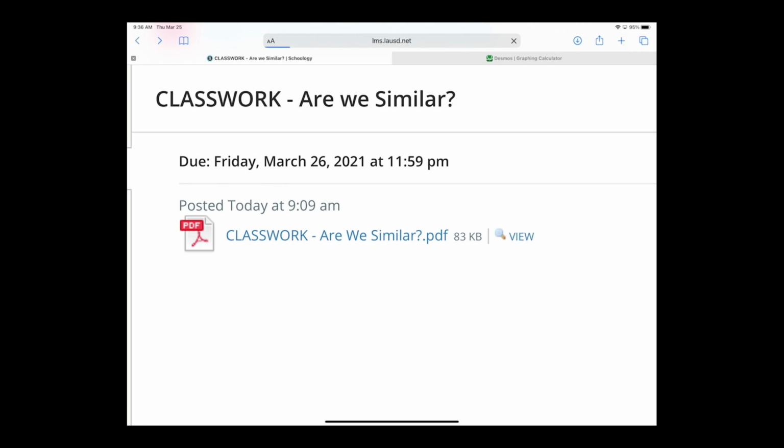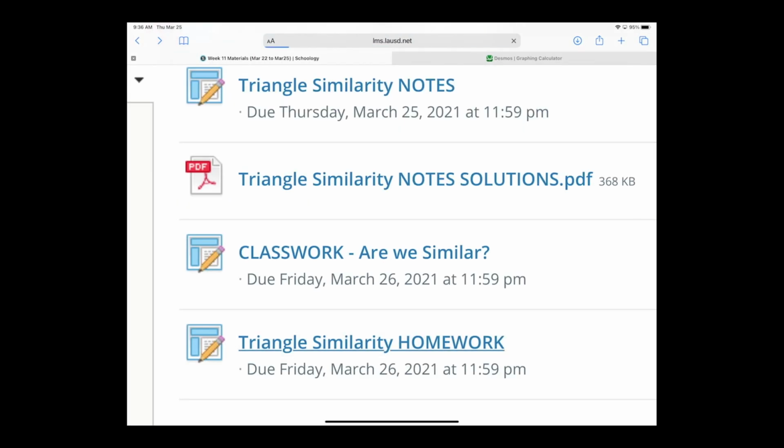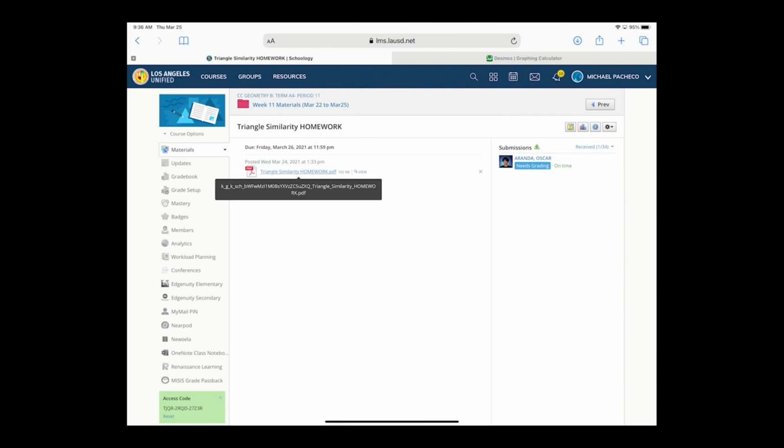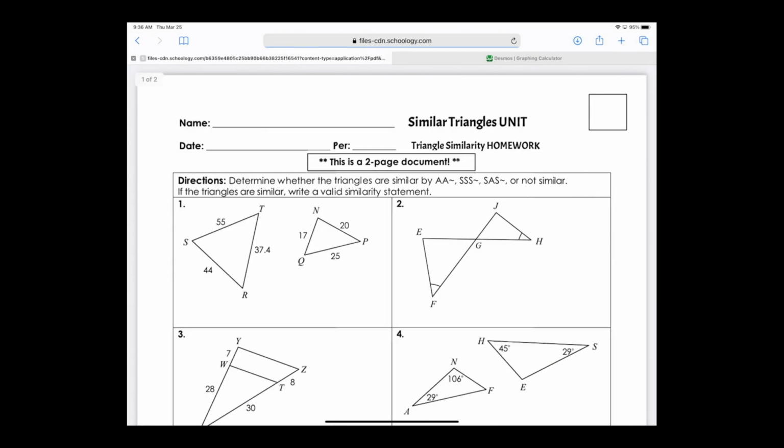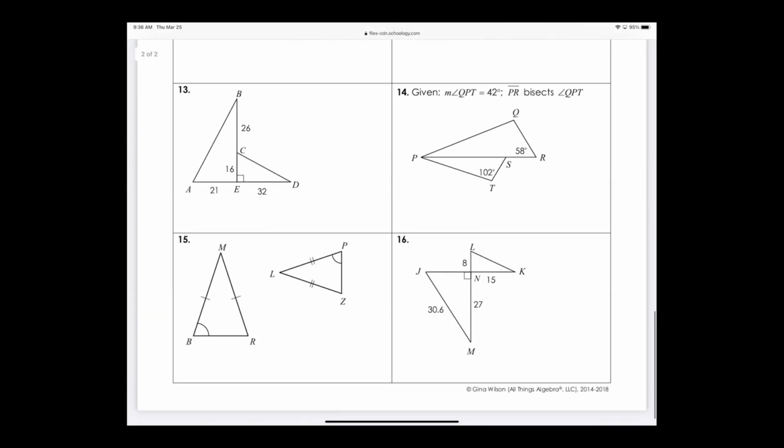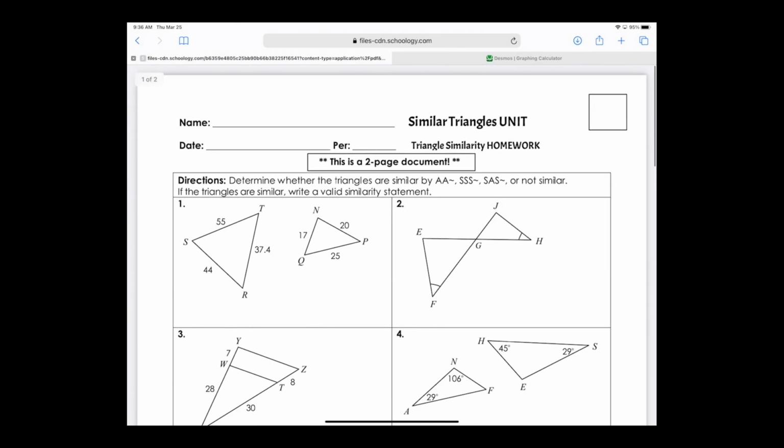For the homework, you do everything. You do all of this, all 16. For the classwork, you only do 9. Homework, you do it all.